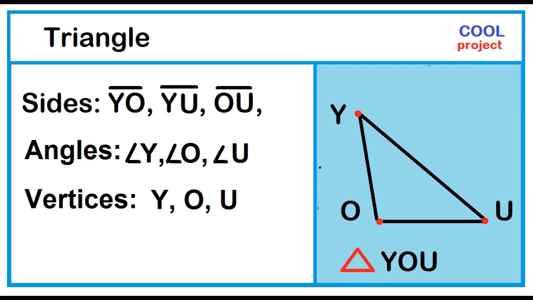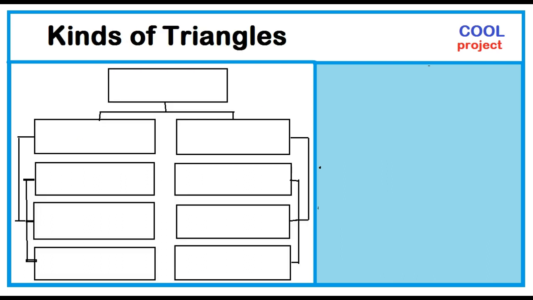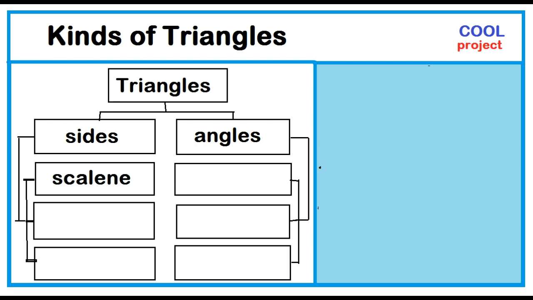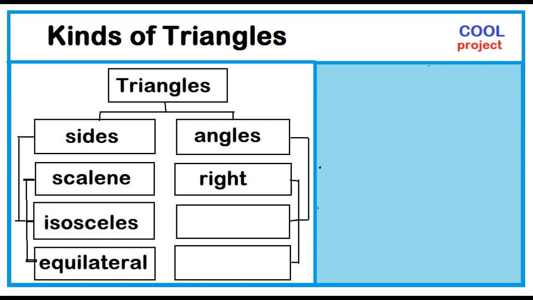Kinds of triangles. Triangles can be classified into two, according to the lengths of the sides of the triangle or according to the measures of the angles. The three kinds of triangles classified according to the lengths of the sides are scalene, isosceles, and equilateral. The three triangles classified according to the measures of the angles are right triangle, obtuse triangle, and acute triangle.